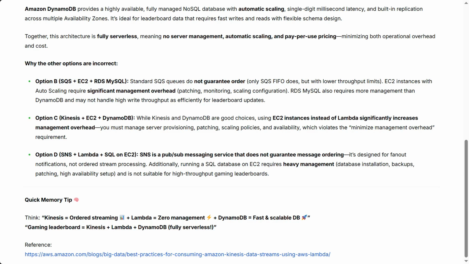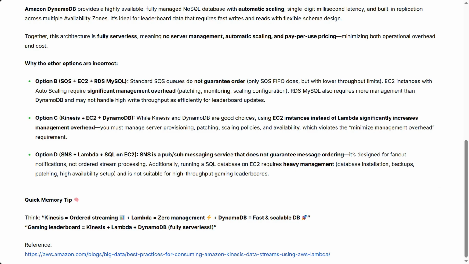Option C, Kinesis plus EC2 plus DynamoDB. While Kinesis and DynamoDB are good choices, using EC2 instances instead of Lambda significantly increases management overhead. You must manage server provisioning, patching, scaling policies, and availability, which violates the minimize management overhead requirement.